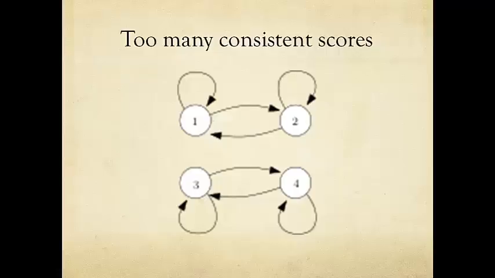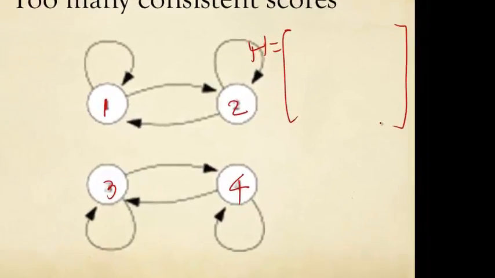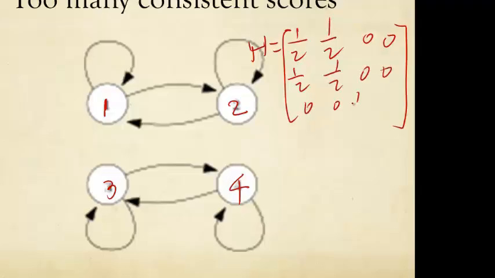But we're not done yet. There's still another problem. For example, in this simple graph with 4 web pages represented as 4 nodes and some links, we can write down the H matrix. Okay, it is again 4 by 4, and you should be getting better and better at this already. The H matrix simply looks like this.